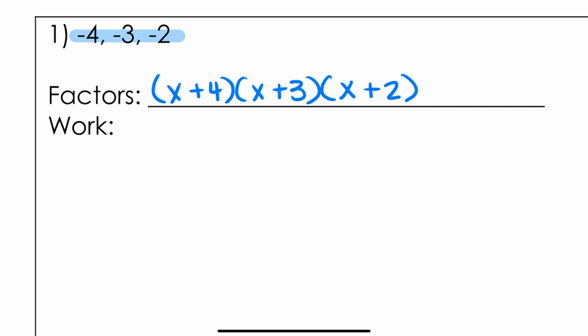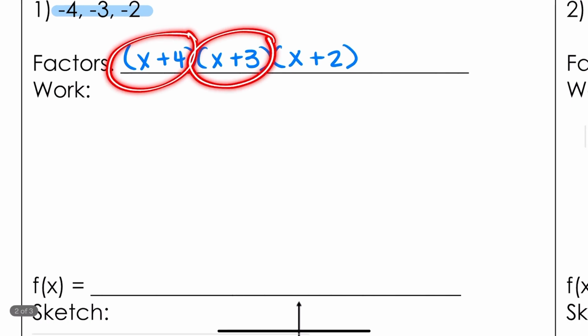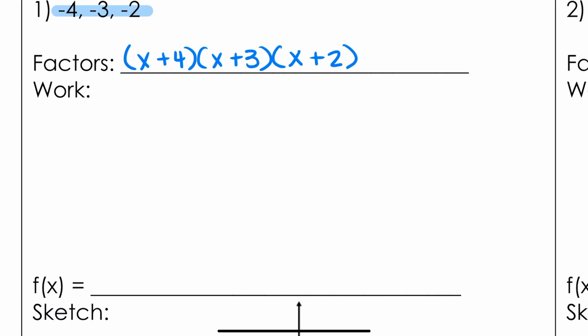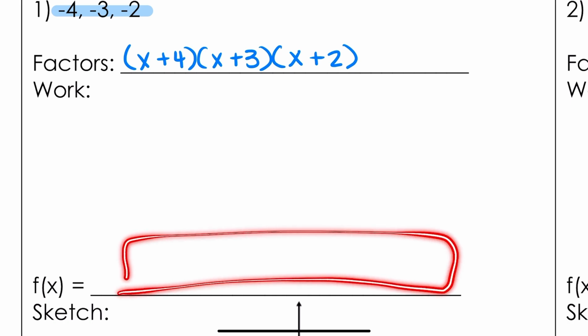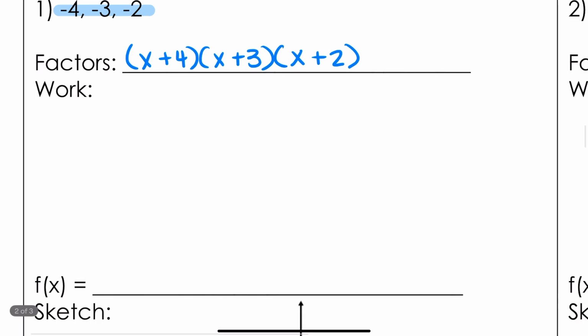Okay, now we're going to do the work. So the work part is we're going to multiply out these three factors. So we're going to multiply x plus 4 times x plus 3 times x plus 2 so that we can get the standard form equation of the polynomial. Let's begin. We have three factors that we're multiplying. So we're going to start with just multiplying the first two factors using FOIL.